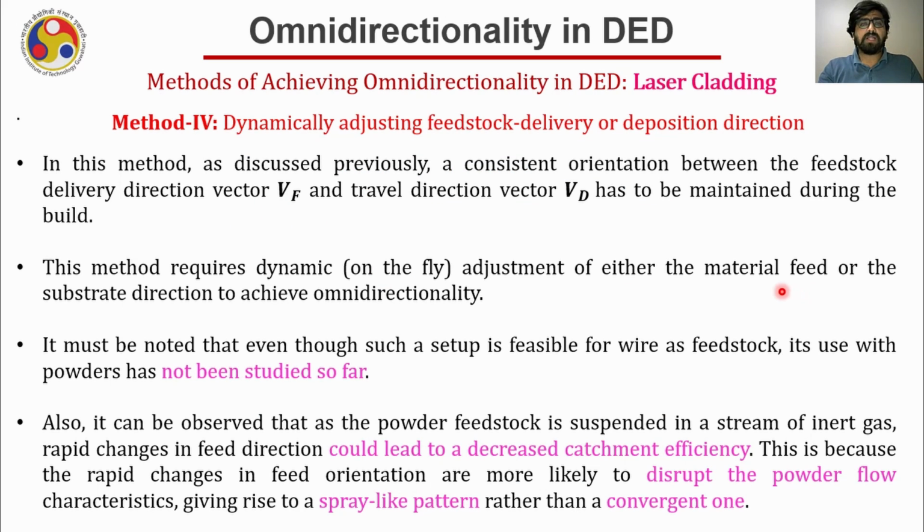Method 4, which is dynamically adjusting the feedstock delivery or deposition direction, is quite similar to what we discussed in the case of the TIG and plasma based system when wire is used as a raw material. But if powder is used as a raw material, such a system is not really popular. It is because if you change dynamically the direction of the material feedstock, and if it is in the form of powder, it will fall here and there, and as a result your catchment efficiency will definitely reduce. The rapid change in the feed direction will more likely disrupt the powder streamline, and that will give a spray like pattern rather than converging at a particular point. And that is why powders are not really preferred with dynamically adjusting the feedstock delivery or deposition direction.